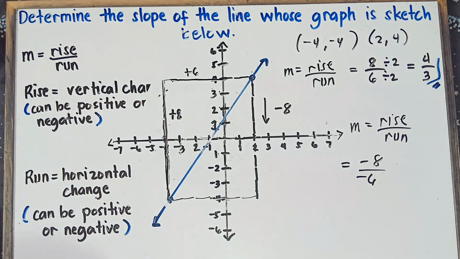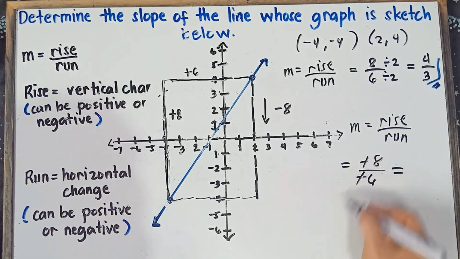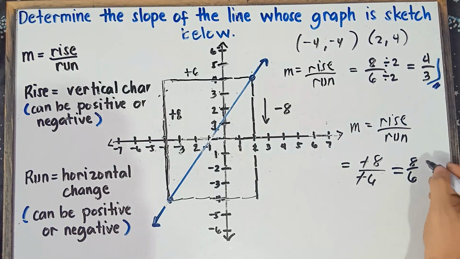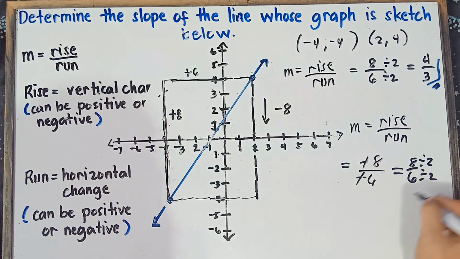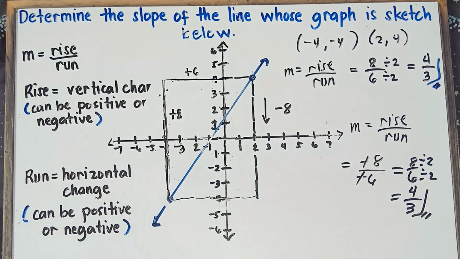Can we divide? Yep, we can divide the signs. Negative divided by negative, that would be positive. We can just simply cancel this out. So 8 over 6. Can we reduce? Yep, we can reduce this by 2. And then you will have the same answer, 4 over 3. That's it, class. All set.